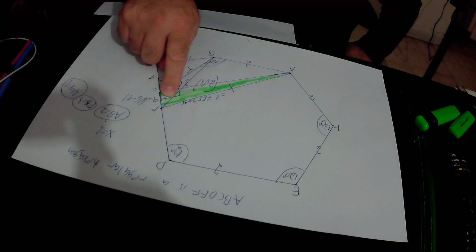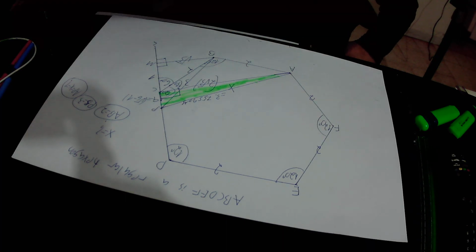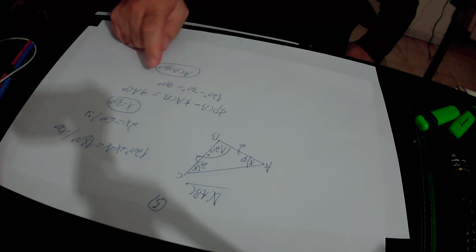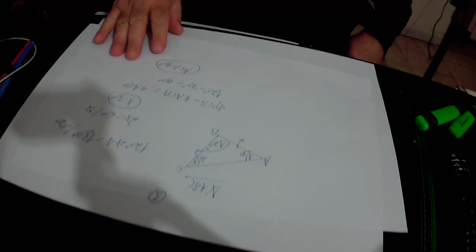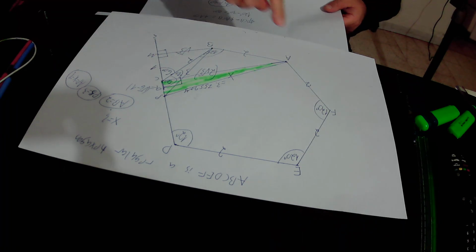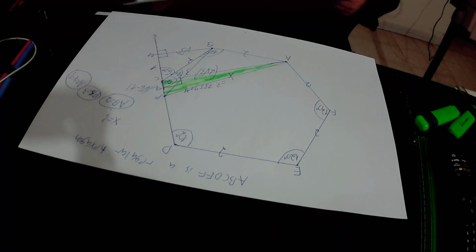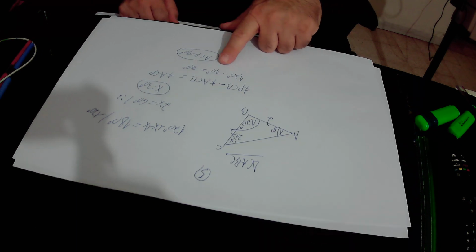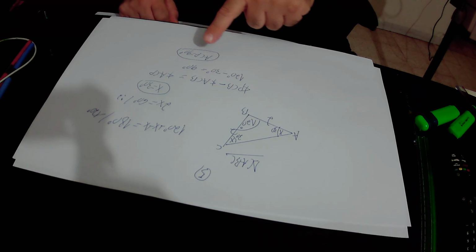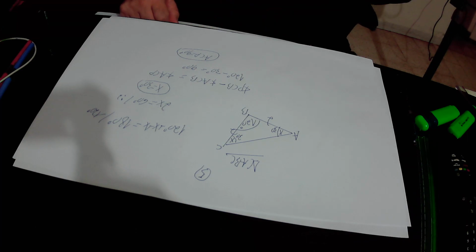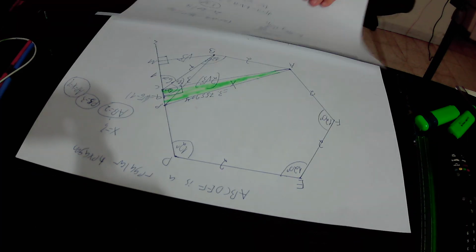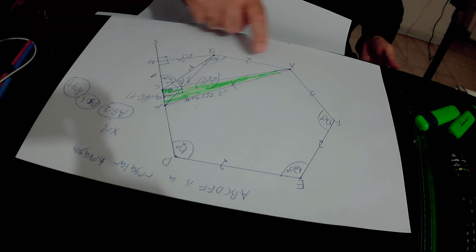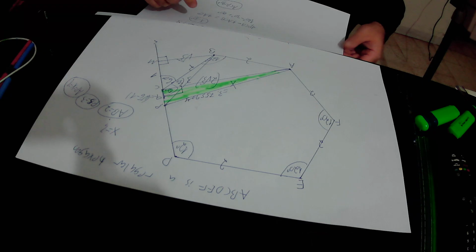I repeat again: the big angle PCB minus the small angle ACB must be equal to the missing angle ACP. So PCB is 120 degrees, ACB is 30 degrees. Therefore, the missing angle ACP equals 120 degrees minus 30 degrees, which is 90 degrees. So angle ACP is a right angle, therefore the green triangle ACP is a right triangle.